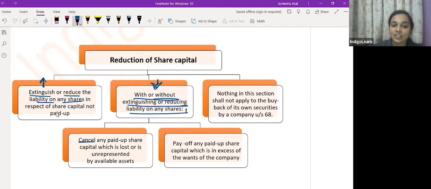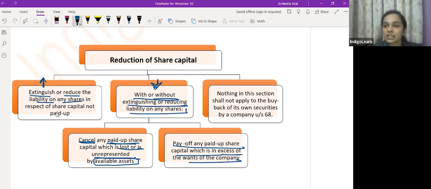There is cancellation of paid up share capital which is lost or is unrepresented by available asset, matlab which is not being properly represented by the assets which are available, or paying off any paid up capital which is in excess of the wants of the company. मतलब कंपनी के पास जरूरत ज्यादा है तो कंपनी रिटर्न कर दे. कंपनी does not need it, so it's better that the company returns it to the shareholders so that shareholders they can invest the money elsewhere. अभी कंपनी तो यूज नहीं कर रही है, शेयर होल्डर का पैसा ऐसे ही पड़ा है.